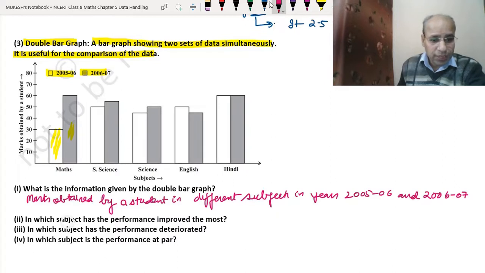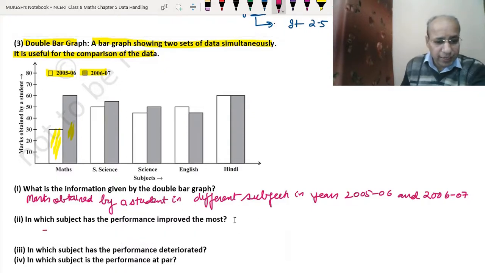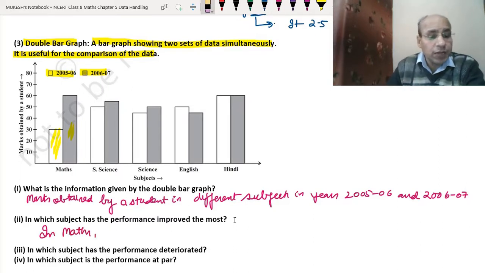Now the question is, in which subject has the performance improved the most? See, in maths in 2005-6 the height of the bar is less, but in 2006-7 the height of the bar is much more. There is a big difference. Here he got just 30 marks, and in 2006-7 he got 60 marks, and you cannot find the same difference anywhere else. So that means in maths he has improved too much. So what can we write as the answer? In mathematics that person has improved the most.